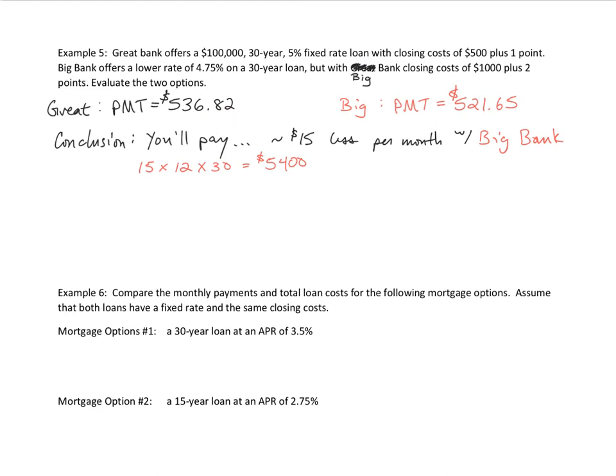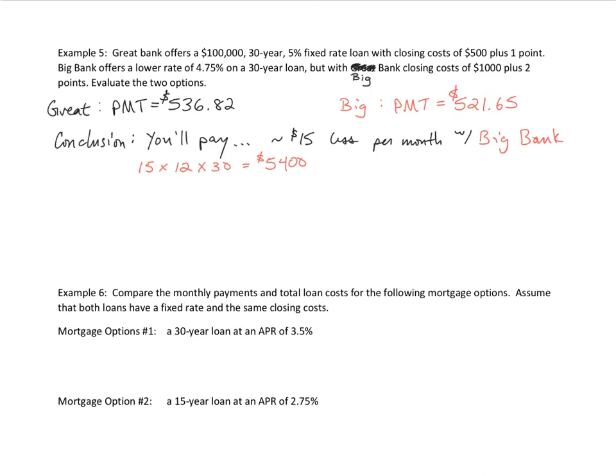However, we have more information here. So the closing costs here for Great Bank are $500 plus 1 point. The closing costs for Big Bank are $1,000 plus 2 points. So let's see how that'll look.